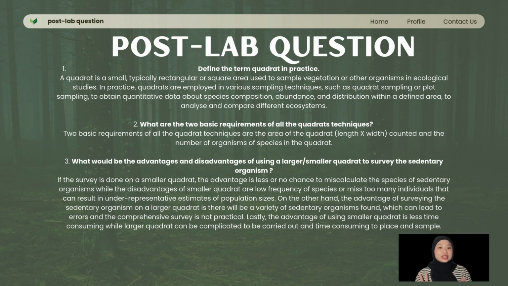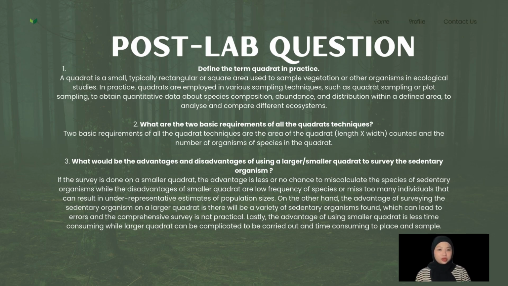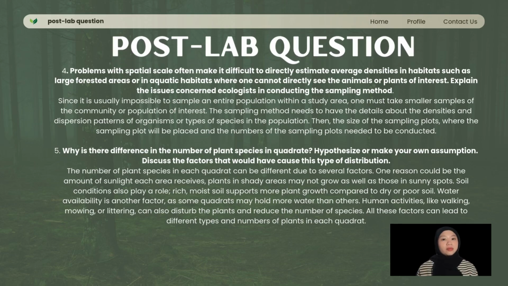For the second question, what are the two basic requirements of the quadrat technique? The two basic requirements of all the quadrat techniques are the area of the quadrat counted and the number of organisms of species in a quadrat. Next, let's go to question number 4.